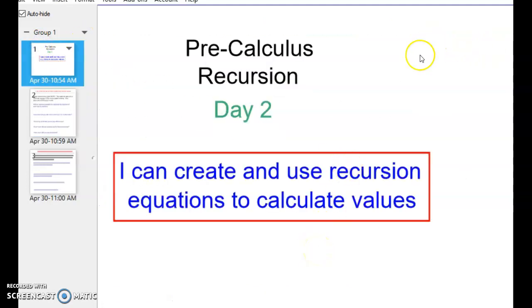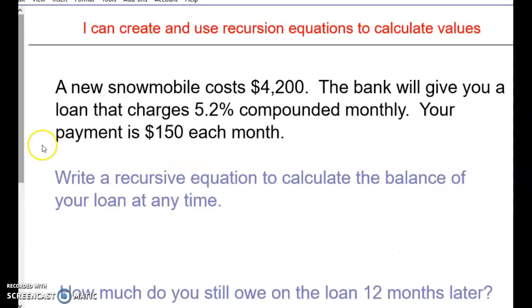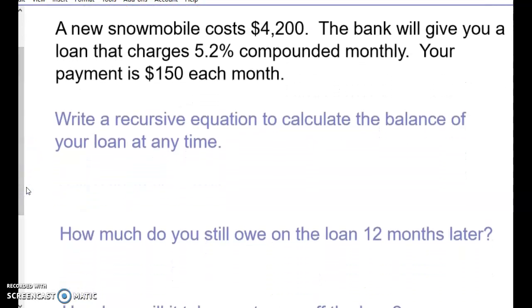Okay, so this is day 2 of recursions. The goal is I can create and use recursion equations to calculate values. This is more or less just an add-on to what we did yesterday. So we're going to start with this one.